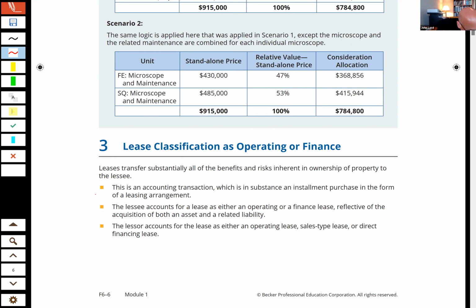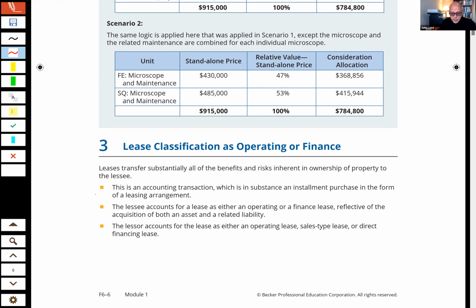Now, we're going to understand the criteria for determining whether something's an operating lease or a finance lease, spend some time with that. And then we're going to be looking at some numerical examples that show you how the accounting will differ depending on whether we're treating it as a finance lease or an operating lease.